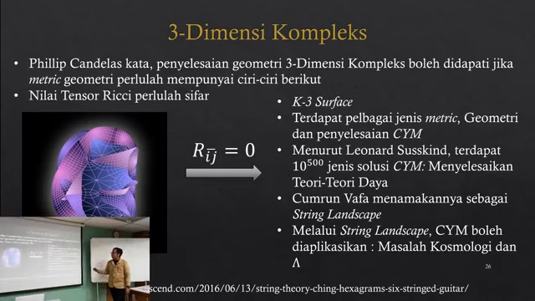Okay. Dan terdapat pelbagai jenis matrix. Kita ada geometri dan kita ada penyelesaian kalabian manifold. Okay, so saintis kata kita perlukan sebanyak 10 kuasa 500 jenis solusi CYM untuk menyelesaikan masalah fundamental forces. Banyak kan? Sangat banyak. So very, you boleh kira lah kalau 10 power 5 tu berapa ribu solution. Okay. And Kumrun Vafa menamakannya sebagai string landscape.